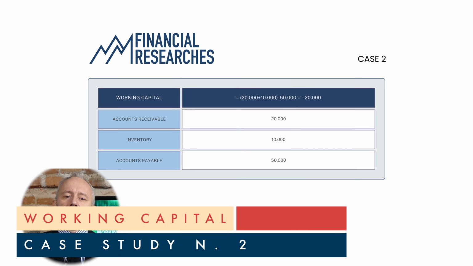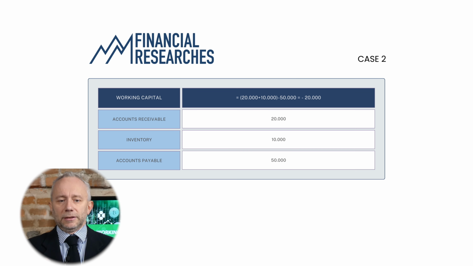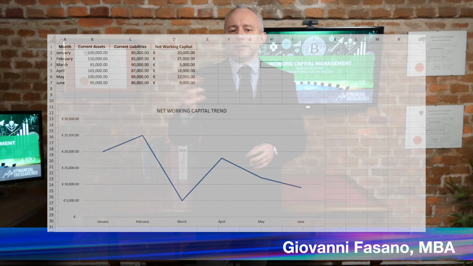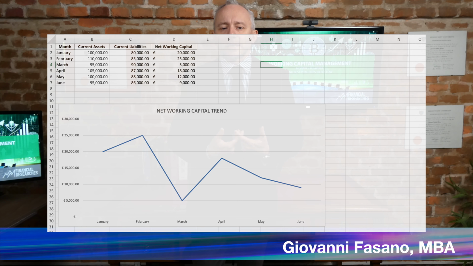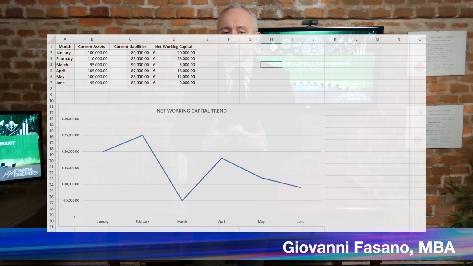Case number 2. Now think of a company with 20,000 euro in credit, 10,000 in inventory and 50,000 in debt. The calculation is 20 plus 10 minus 50, 20,000 negative. Here we see a problem. The company doesn't have enough resources to meet its short-term debts. I prepared here an Excel file to monitor the trend of working capital in the first 6 months of the year. Obviously, there are much more performing tools than Excel, but in this case, it looks fine for synthesis needs.